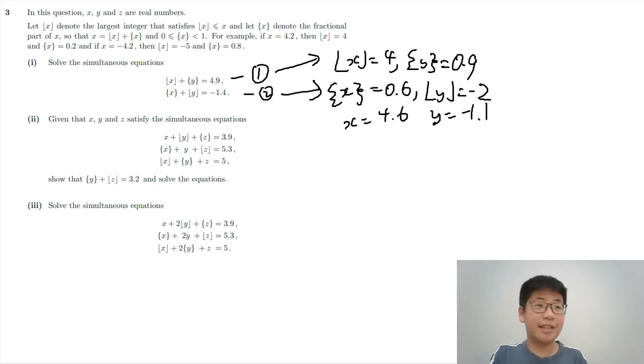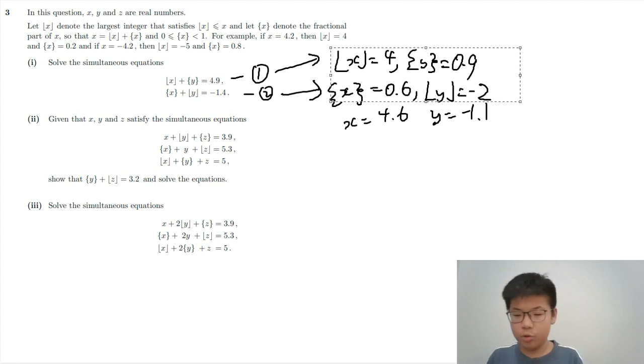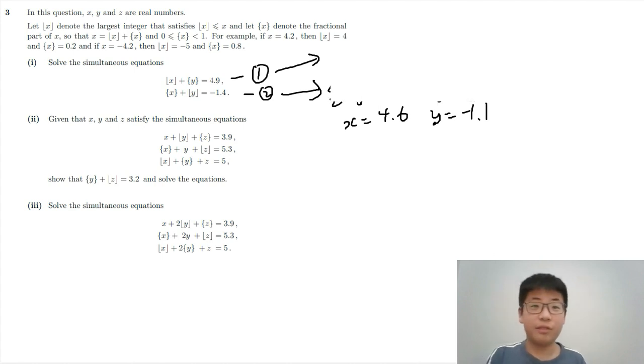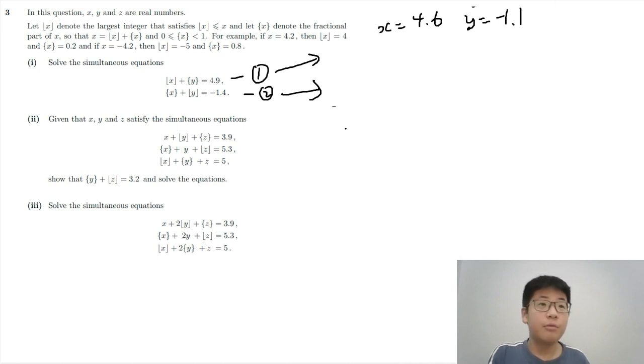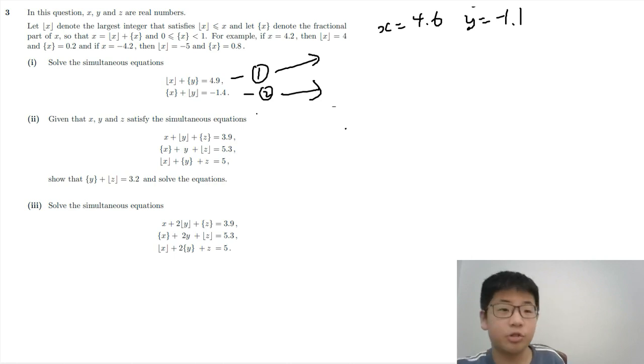Now let's clear this up for a while and just think about what we had just done. The same techniques are going to be used for solving the next few questions, which involve what in math speak we call cyclic permutations. And you see how cyclic permutations come in very handy for solving part 2. So in part 2, given that x, y, z satisfy these simultaneous equations, show that fractional y plus floor z equals 3.2 and solve those equations.